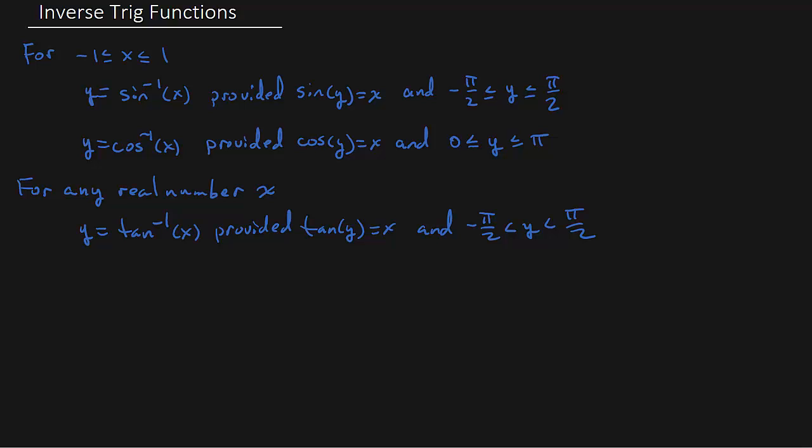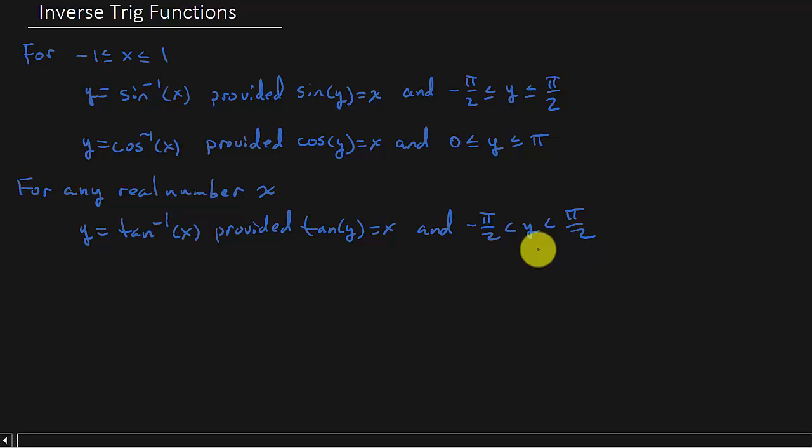And then same thing here for cosine and tangent. Okay? And for tangent, it's for any real number, because we can take the inverse tangent of any number, but we can't for sine and cosine. X has to be between negative 1 and 1. All right, so let's look at this a little more.